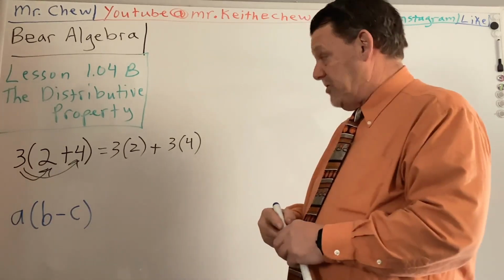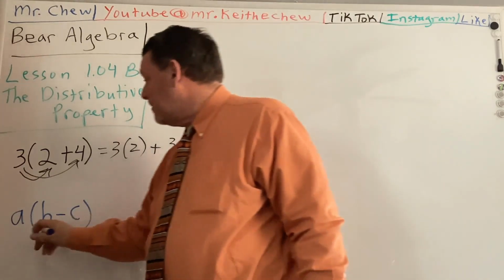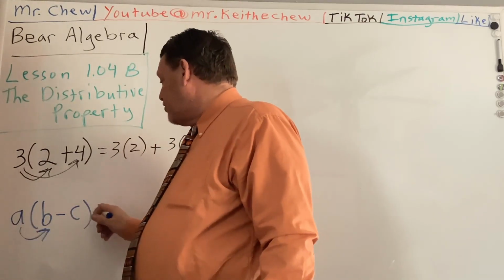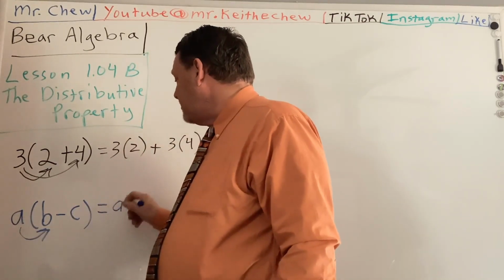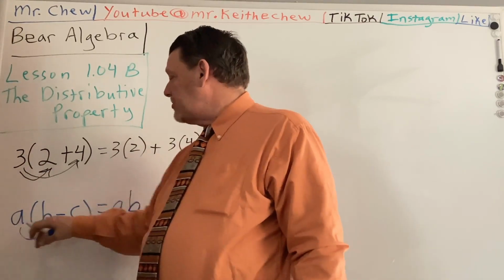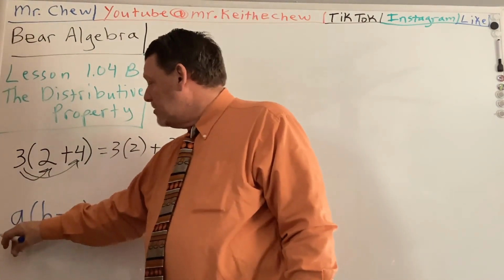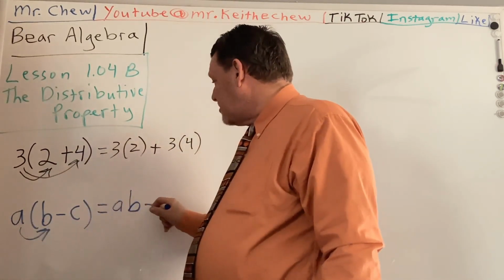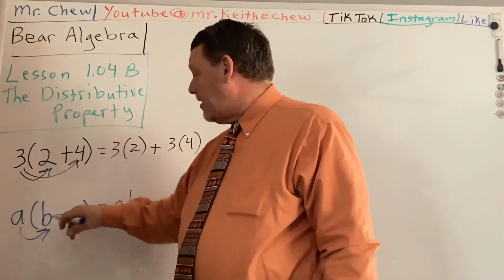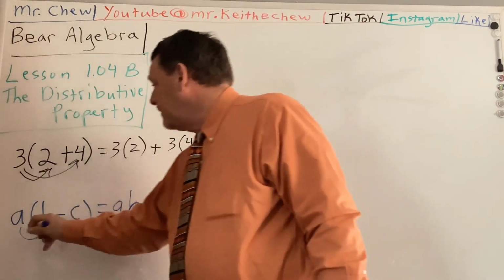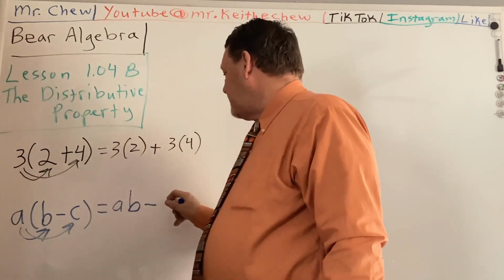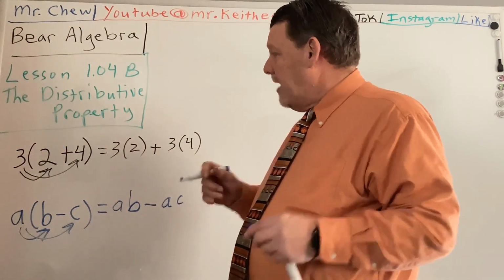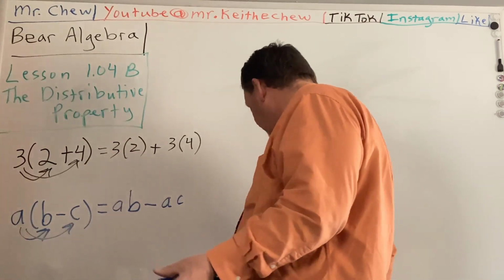So, if it's just variables, you do the same thing. The number outside the parentheses means I'm going to distribute it using multiplication across everything inside the parentheses. So A times B is AB. I have a subtraction sign this time. You're either going to have a plus sign or a subtraction sign. The A times the C is AC.